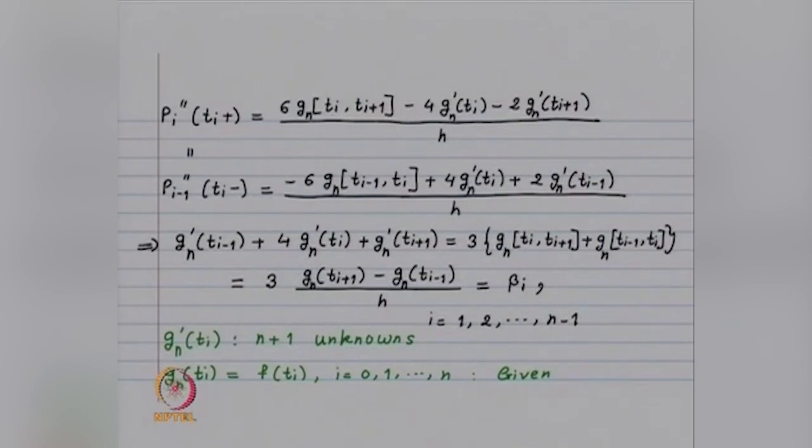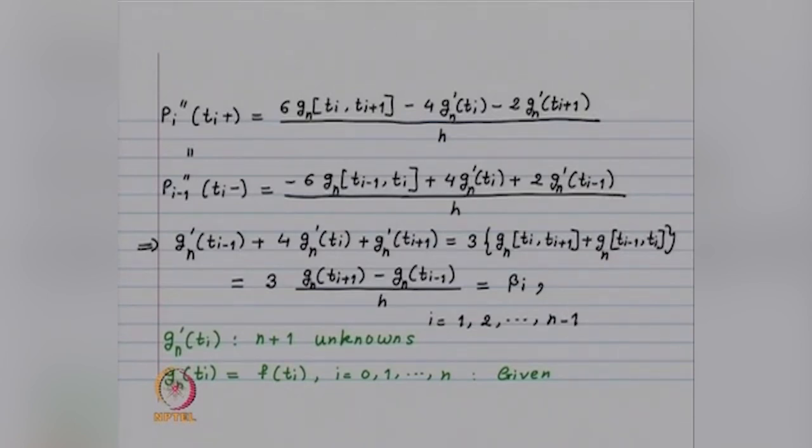We have got a system of equations: gn dash at T(i minus 1) plus 4 times gn dash at T(i) plus gn dash at T(i plus 1) is equal to beta i, for i going from 1 up to n minus 1. So, these are n minus 1 equations, whereas the unknowns are gn dash at T0, gn dash at T1, up to gn dash at Tn. So, we have n plus 1 unknowns: n minus 1 equations and n plus 1 unknowns. So, it is going to be an underdetermined system and we will have two variables to be free.